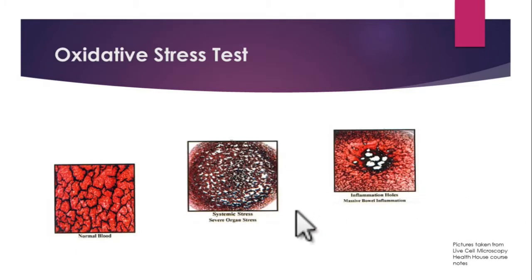During our live cell microscopy, we also do a second test called the oxidative stress test, in which your blood is dropped onto a cover slip and then exposed to air for 30 seconds. From that, we can see a normal blood, or if your blood cannot take the stress of the air, there might be a lot of white spots surrounding your cells, signifying increased oxidative stress. Or we may see in the middle of your blood an inflammation hole, which indicates a massive bowel inflammation.